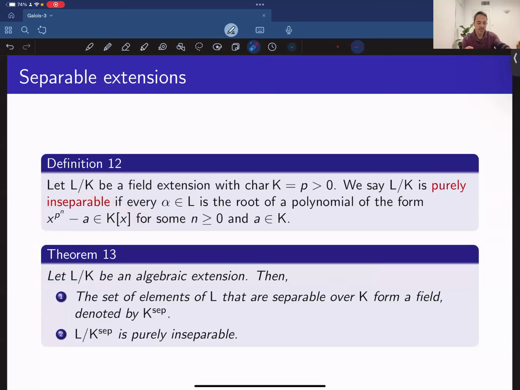Which, by the way, requires a proof. It means that the irreducible polynomial of alpha has only alpha as its root. Okay. So that's the extreme from being separable, in which case all the roots are distinct.